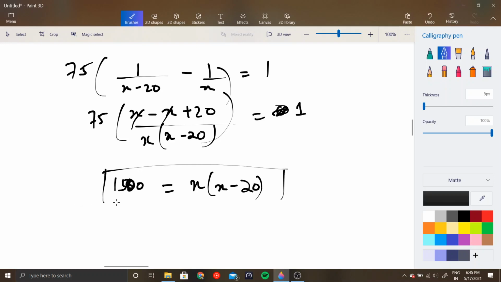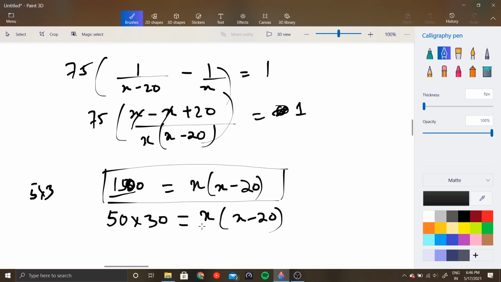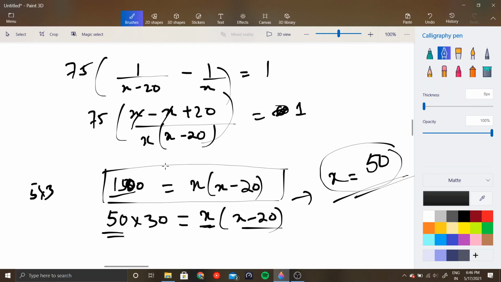Similar type of sum, guys. You have two options. Either you can solve it or you can use a better method. What is the better method? What is 1500? What is 15? It is basically 5 into 3, right? So 1500 is equal to 50 into 30, and that is basically equal to x into x minus 20. See, 50 and this is 30, right? So x is 50. On the first day there were 50 workers. You might also solve this equation by simplifying and then solving it. I'll not go into the rigorous approach because this is a faster approach and I want you to use this approach, right?